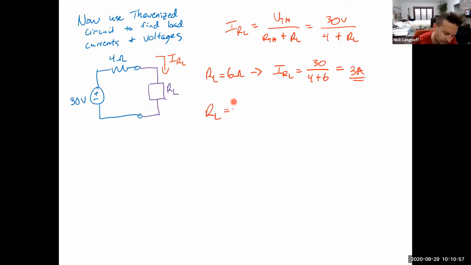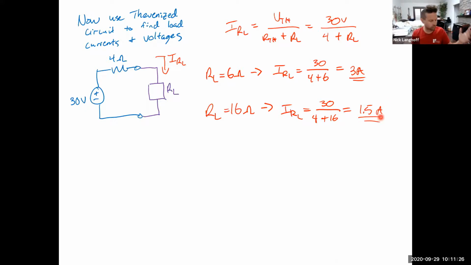For a 16 ohm load, how much current are you going to deliver to that load? More or less? It's going to be less, because the load is smaller. In other words, the resistance is higher. This is 30 over 4 plus 16, which is 1.5 amps, right? Okay, so you can continue on in that way. We could do it for 26 ohms or whatever the next one is.